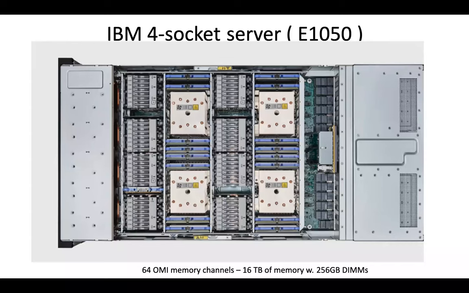And in fact, this box with 256 gigabyte DIMMs can get up to 16 terabytes. And it's easy to imagine that you could build a 512 gig DIMM in this form factor without having to go to ridiculously dense DRAM chips to do it with. So that's a ton of memory in a system.